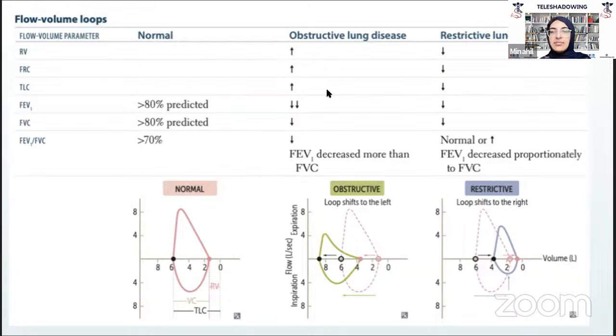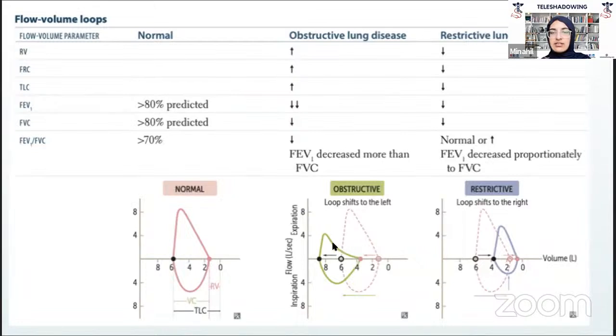Then in obstructive lung diseases, you can see here there's a comparison in dotted line. This is normal. It's good to know what's normal in order to know what is abnormal. The flow volume loop here shifts to the left. That indicates that air is trapping and increasing the lung volumes. And this descent is more concave, as you can see.